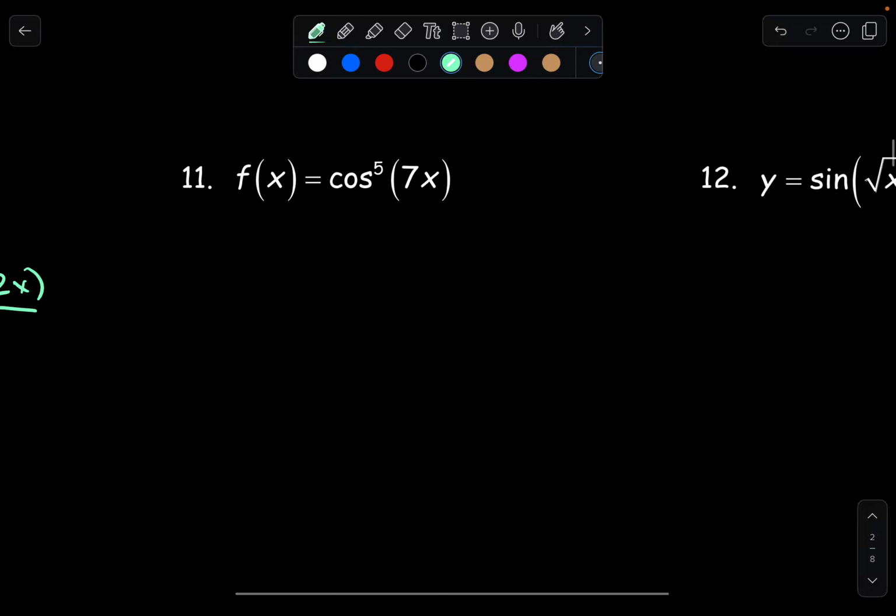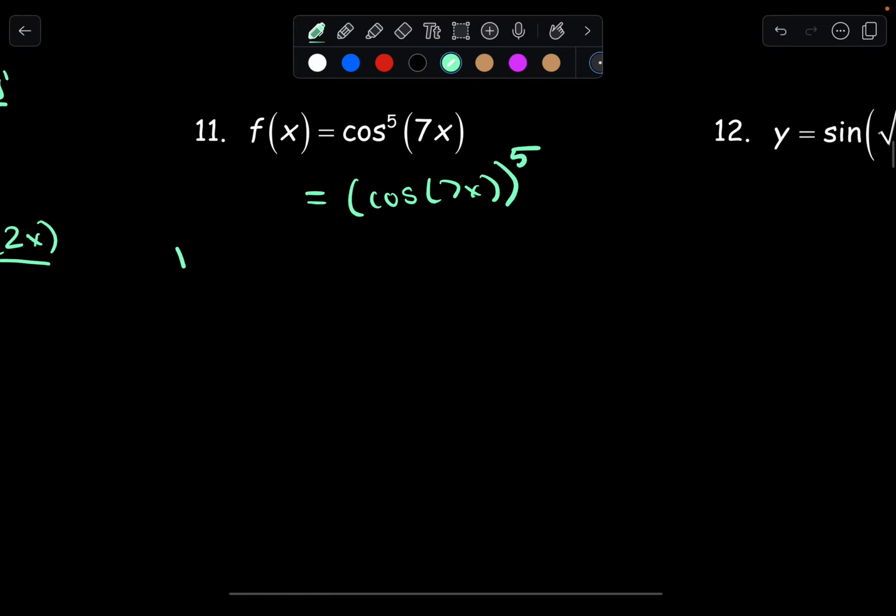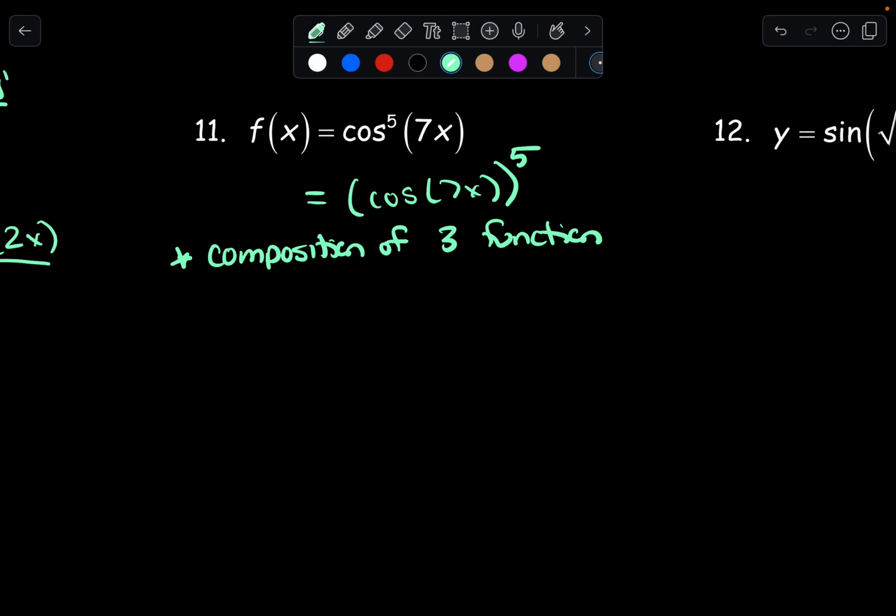All right, number 11, we have f of x is equal to cosine of 7x to the 5th. So you don't have to rewrite it, but it is easier to see it to use the power rule. So we'll have cosine of 7x to the 5th. Now this is chain rule, but I think this is our first composition of 3 functions. So we're going to use the chain rule a little bit more than the other problems that we did.